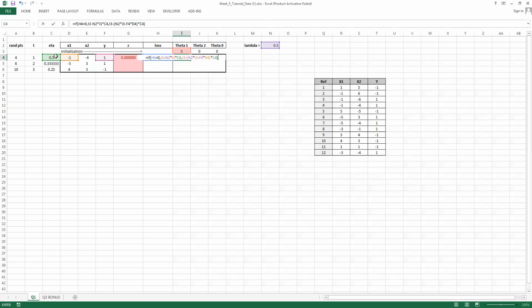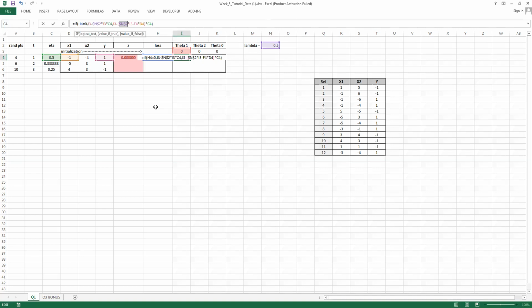We need to make some of this static, in particular lambda. Lambda needs to be static, right? Because lambda's only here, right? Lambda doesn't go down. The etas are going to go down. Everything else is going to go down. Lambda's only in one spot. So that lambda's got to be static. This is our formula. And we can leave it like this, and we can copy and paste it down, and this is all good.